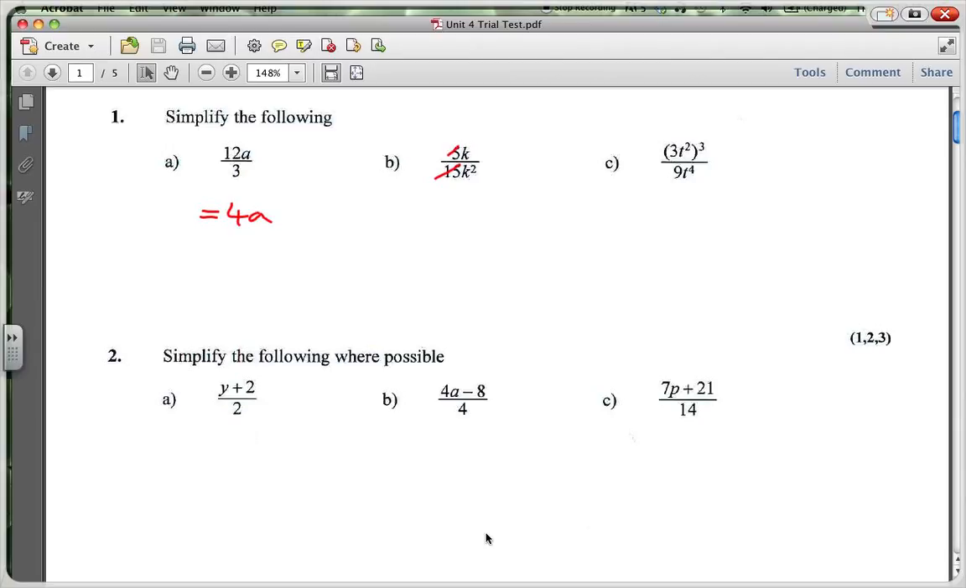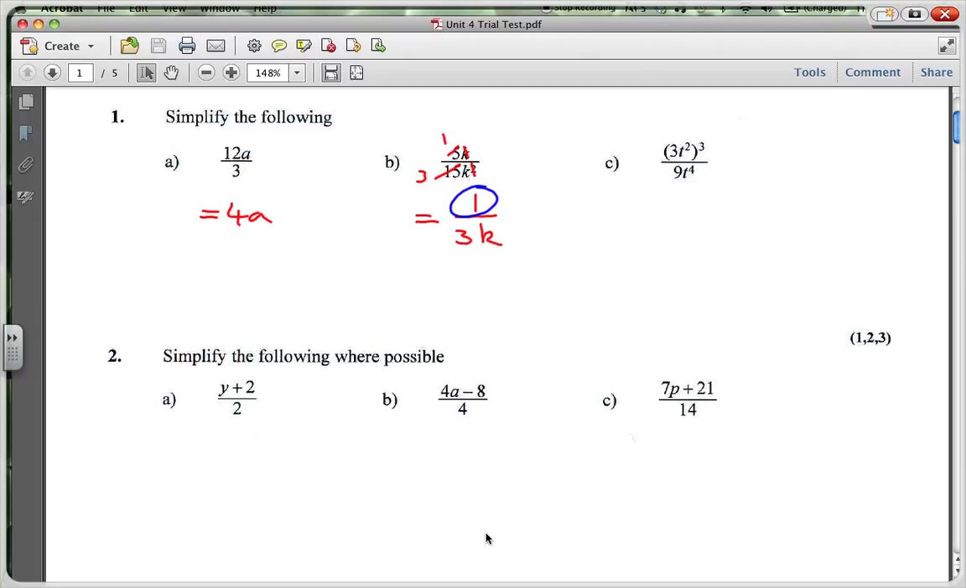So 5 goes into 15 3 times, 5 goes into 5 once. And here this is k squared, so it's a k times k, so one of those k's cancels, and you're left with 1 over 3k. And the thing is that you may forget to leave out this 1 and just write 3k. But remember, the 3k is still in the denominator.